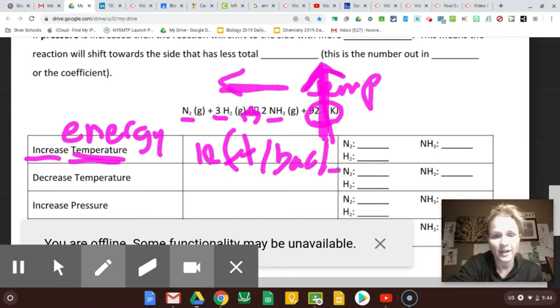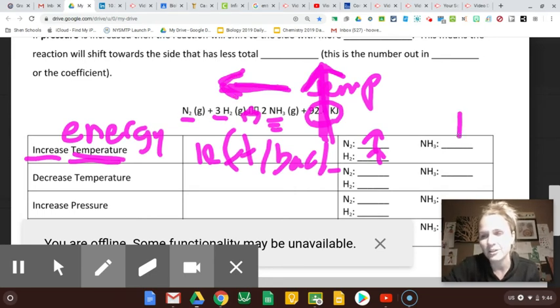What does that mean for N2 and H2? Well, they're getting made, so there's going to be more of them. What does that say for little NH3? Well, the reaction's shifting away from it, so it's kind of getting used up. All right.